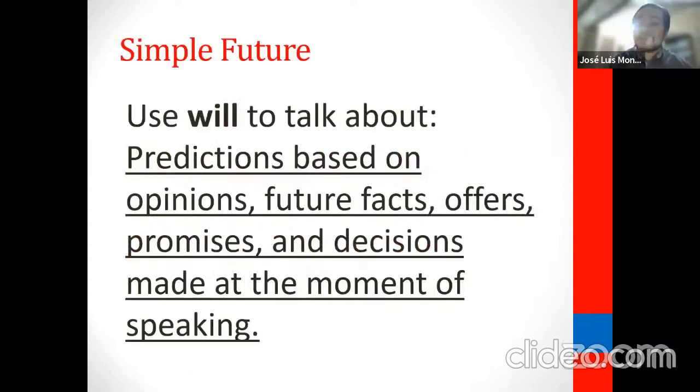Now, let's start understanding the difference between will and be going to. Let's read this, please, Matilde. Will: useful to talk about predictions based on opinions, future facts, offers, promises, and decisions made at the moment of speaking. All right, good.